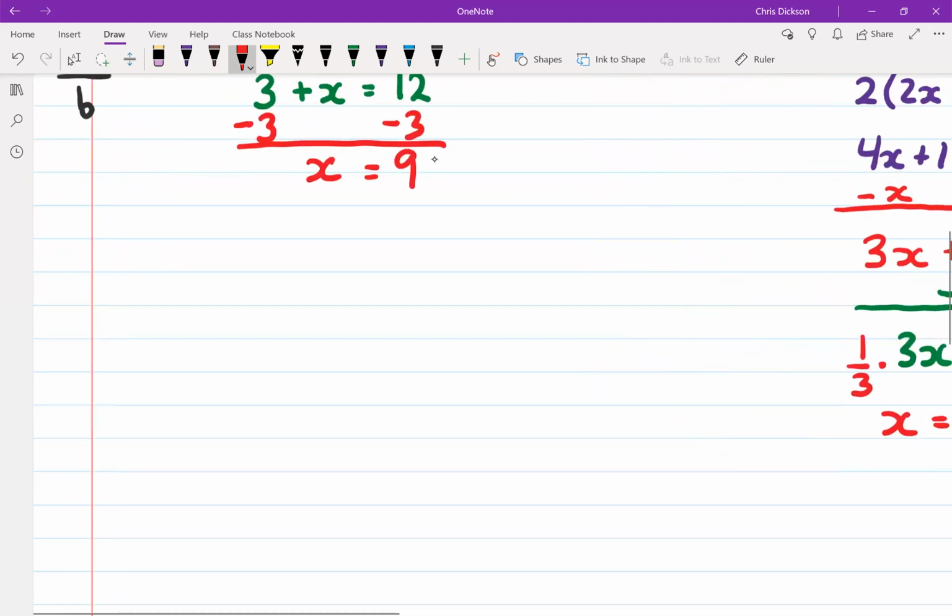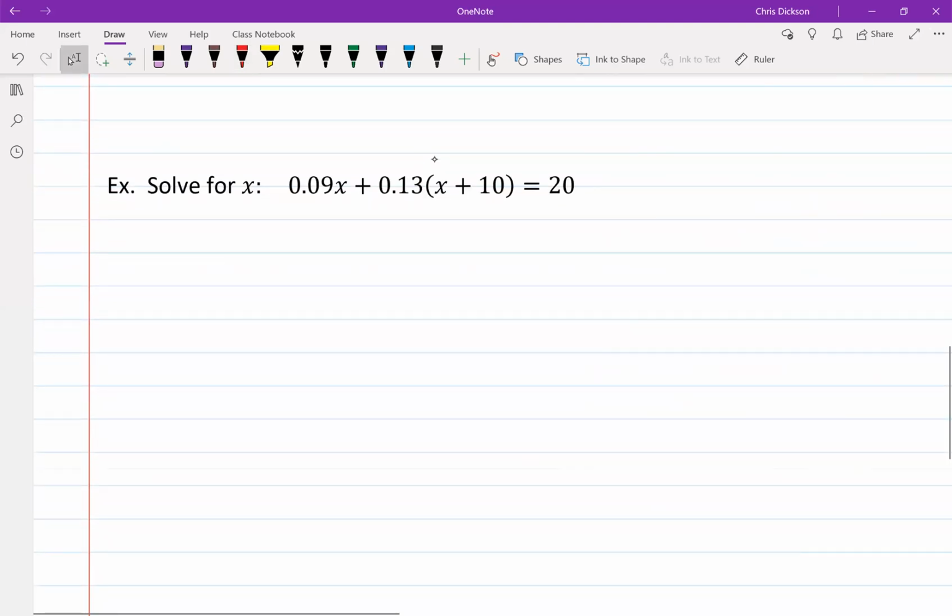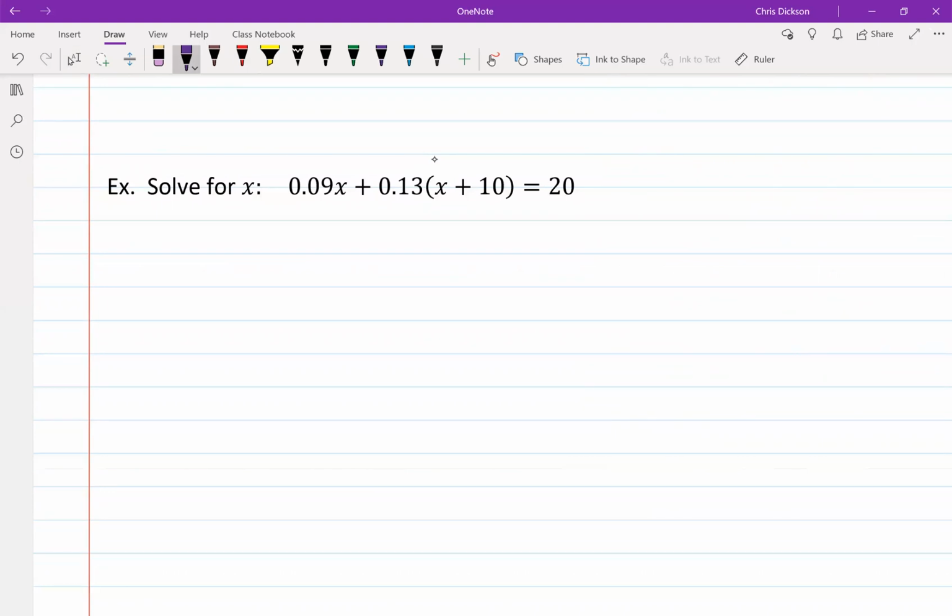Okay, so our question here involves some decimal numbers. Now you could turn these into fractions, like you could say this 0.09 is 9 over 100. 0.13 is 13 over 100. And that's it for our decimal numbers. So it seems like we're going to be multiplying by 100 here.